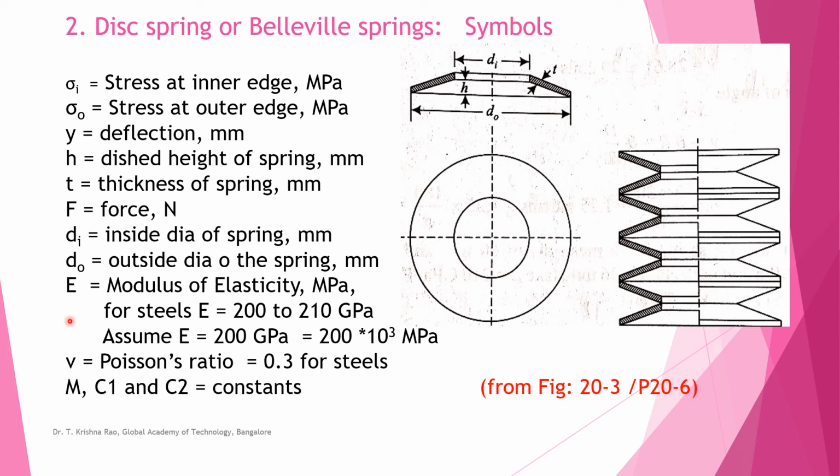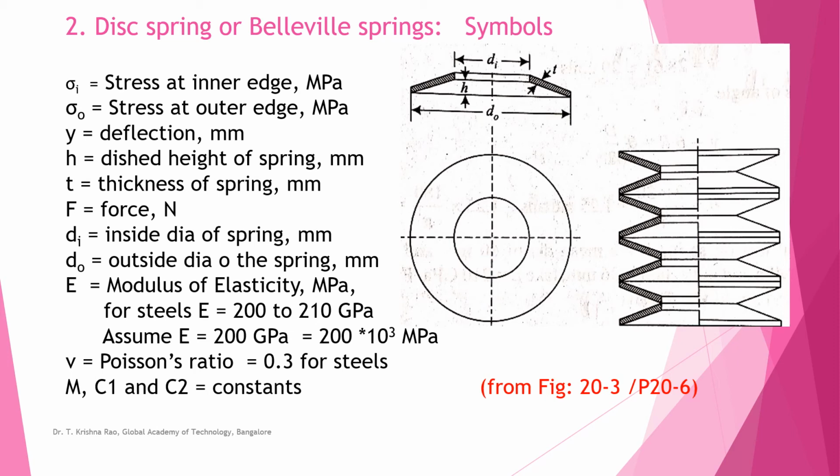F is the force. E is the modulus of elasticity. Extra what we get is Poisson ratio. Poisson ratio is 0.3 for steels. And E value, if not given, we take 200 GPa for steels. All this we have been doing earlier also. M, C1 and C2 are 3 constants which are to be selected while calculating.